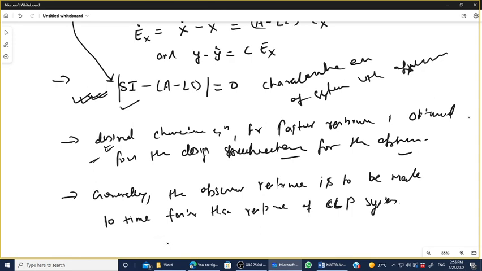It means for the observer poles, what is the conclusion? The conclusion is you have to fix the observer poles 10 times from the closed loop poles of the system at the plant. Okay, so this is the concept. We will develop the design of the full order observer by the method of matching coefficients in the next lecture. Till then, thank you.